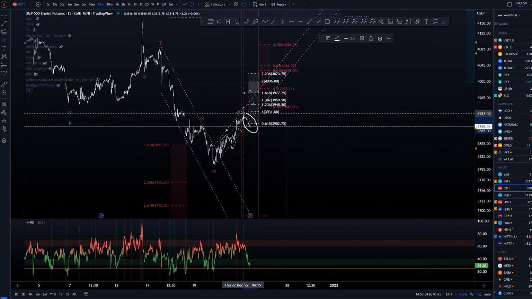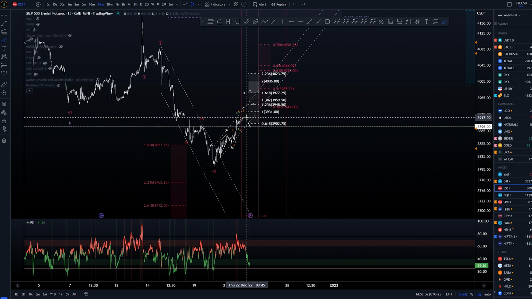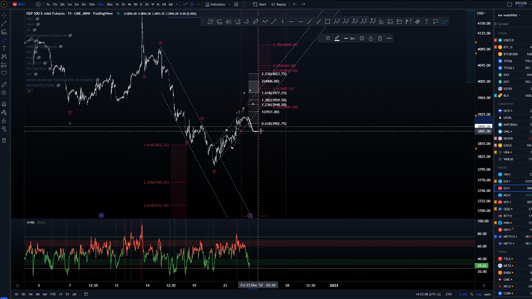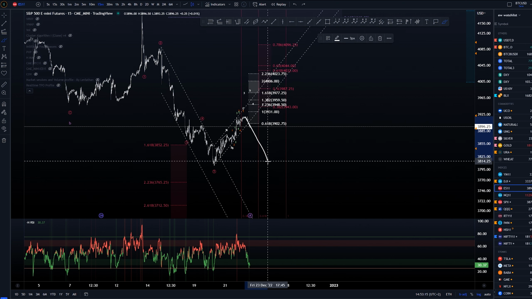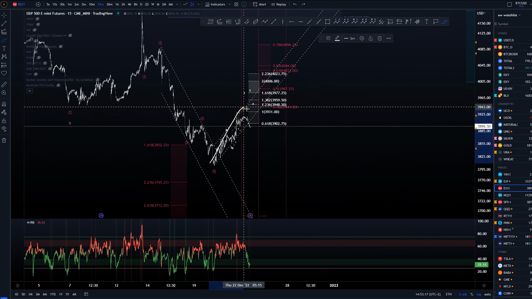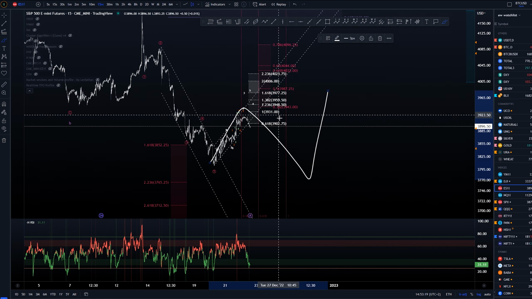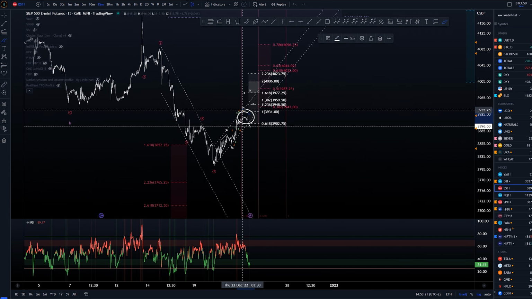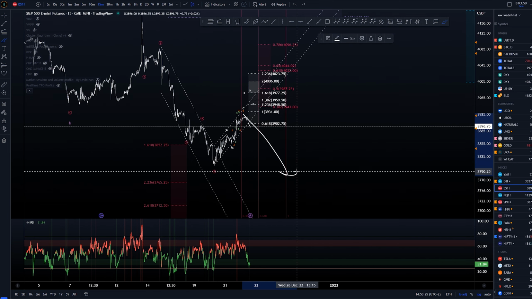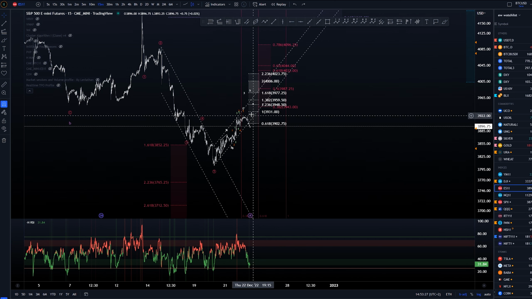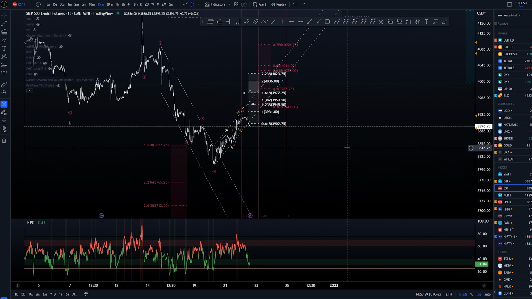But of course, we'll see what kind of structure this forms into. If this turns out to be a 5-wave structure, then we need to be thinking, is this going to be a 5-3-5, creating this kind of flat structure, or is this already over and then we would have this trend continuation downwards from here. But yeah, we'll see what kind of structure we're going to be getting.